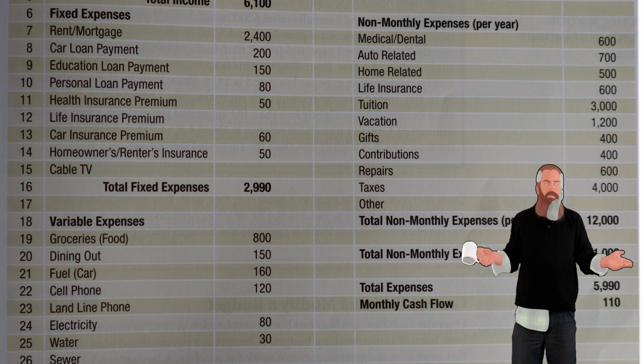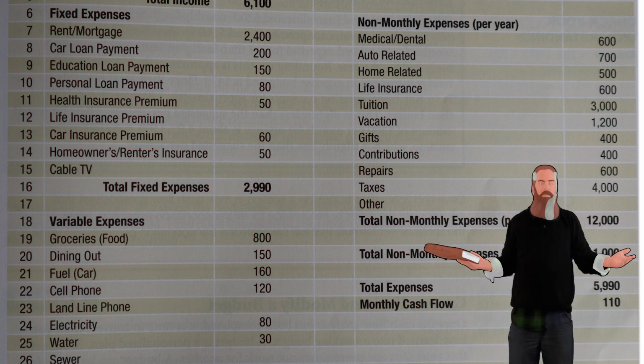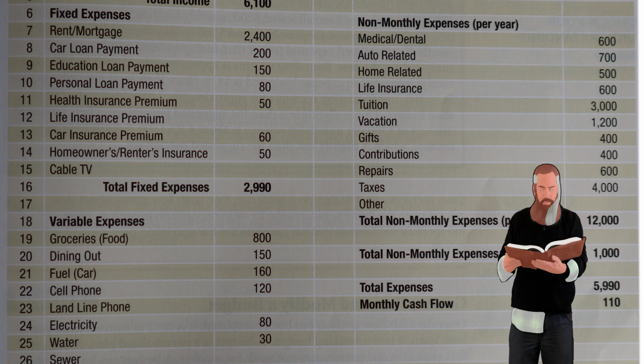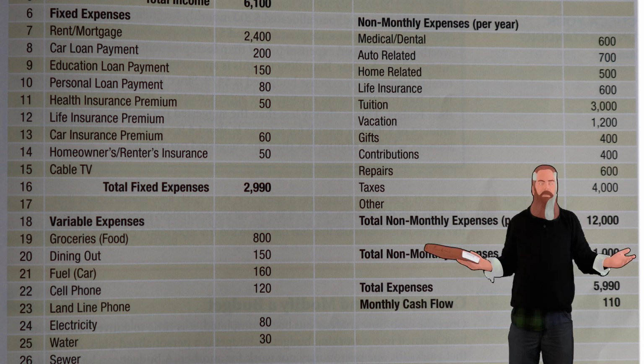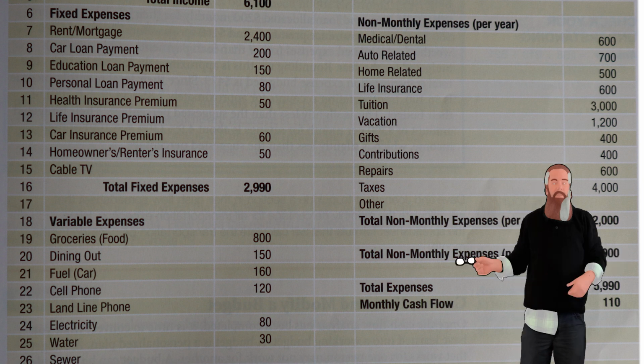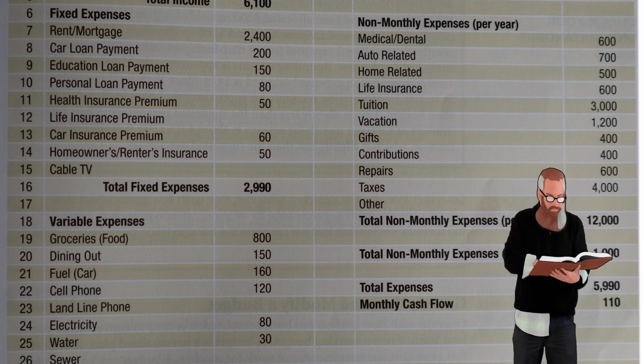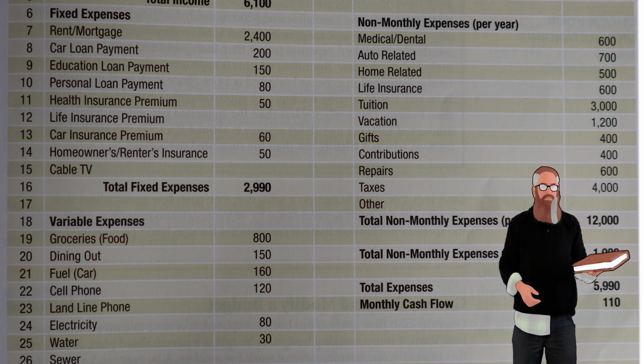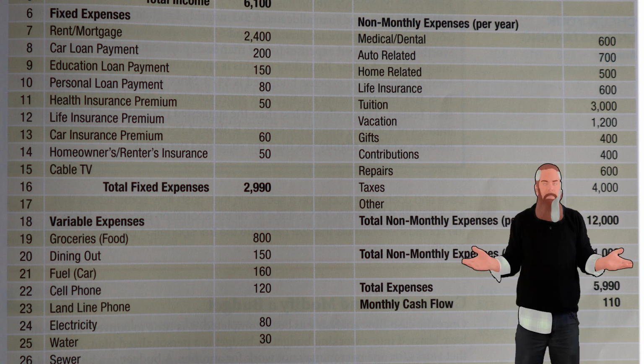In order to be prepared for these non-monthly expenses, it is important to prorate them. That is, to divide them proportionately as if they were monthly expenses. Notice that Dave and Joan have a total of $12,000 in non-monthly expenses for the year. They need to account for $1,000 each month in order to be able to meet those expenses when the bills arrive. This monthly amount can be deposited into a special savings account and drawn upon when needed at various intervals in the year.